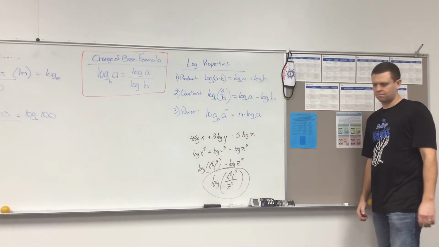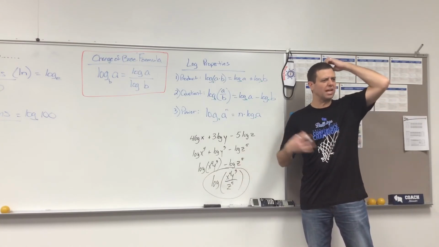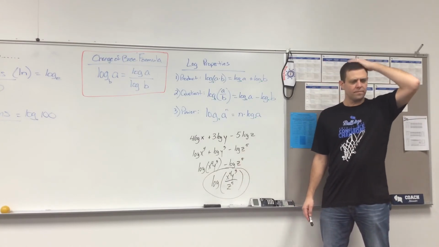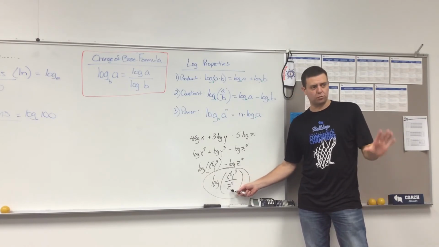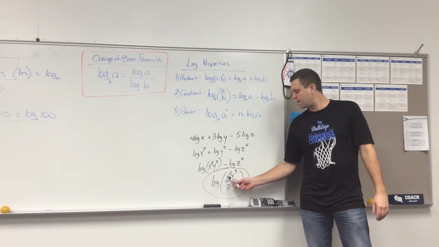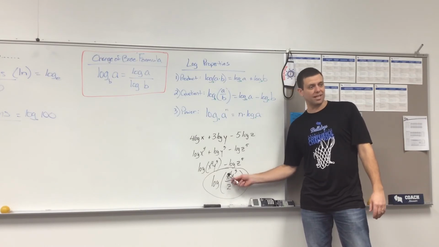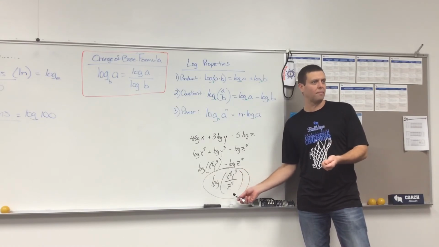I can't really simplify this because the x's, y's, and z's don't cancel each other out. If this was an x to the 5th down here, then I could cancel some x's out, because I have an x to the 4th over an x to the 5th, which would leave me with just an x to the 1st on the bottom.